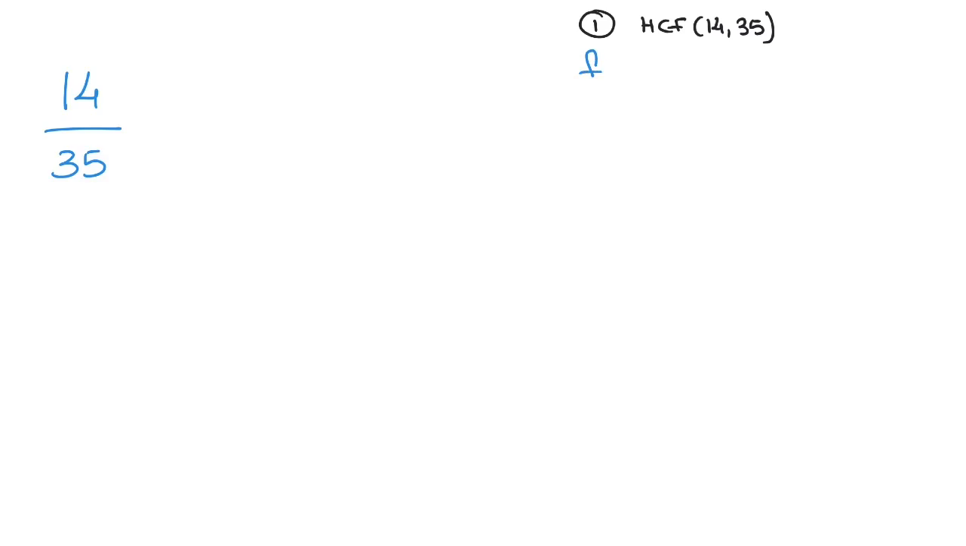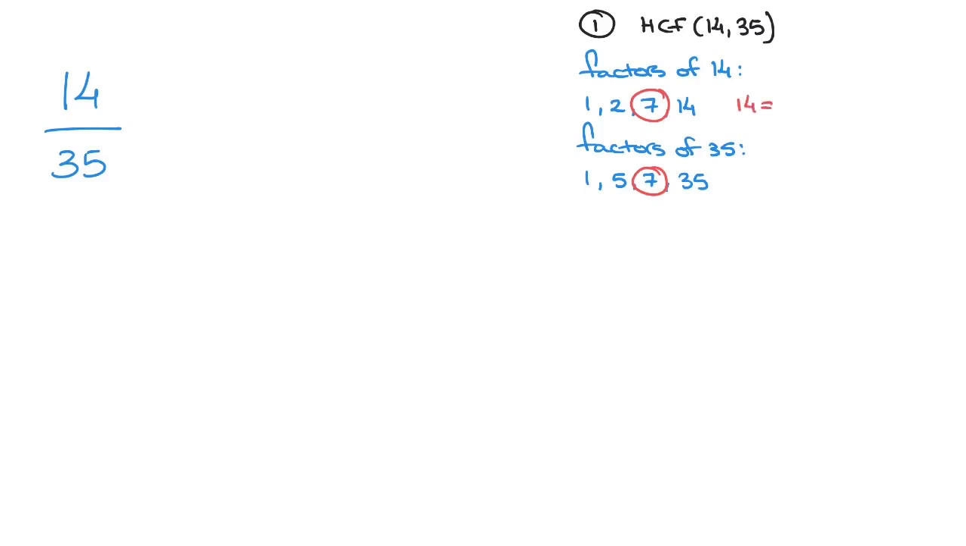So let's do that. The factors of 14 are 1, 2, 7, and 14. On the other hand, the factors of 35 are 1, 5, 7, and 35. Now, looking at both of these lists of factors, we quickly see that the largest factor both have in common is 7, which I'm circling now. And we can go one step further and state that 14 equals 7 times 2, and 35 equals 7 times 5. Now that we've done that, we move on to the second step, step 2.